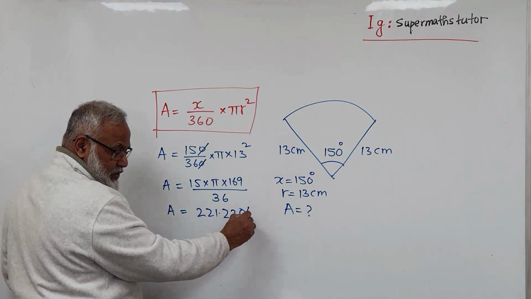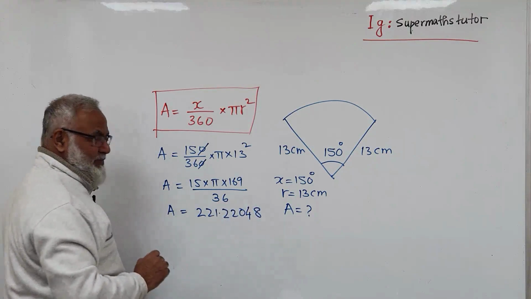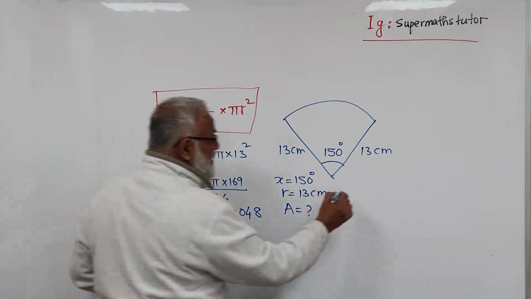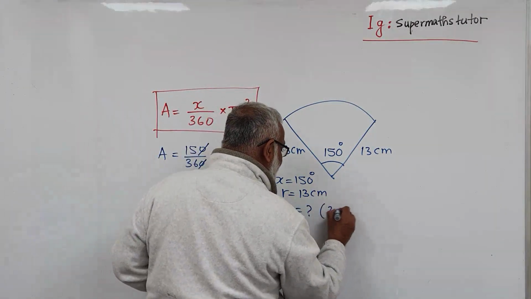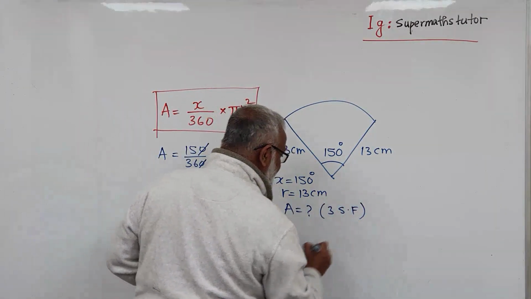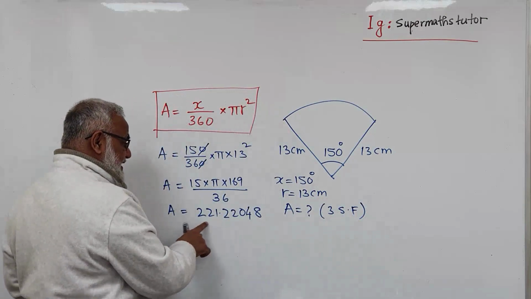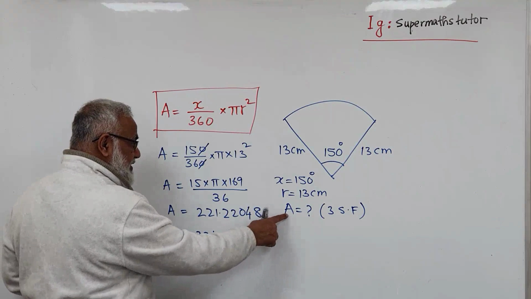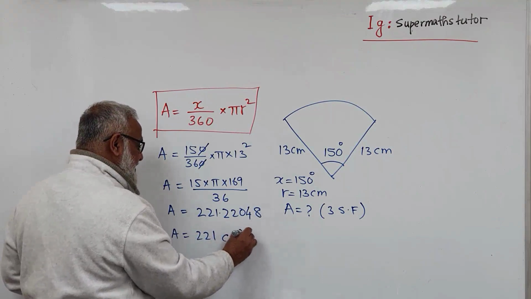221.2048. This type of number comes, alright? But there is one more condition in the question: I want the answer in 3 significant figures. So 3 significant figures means my area should be 221, and because this is an area, centimeters squared.